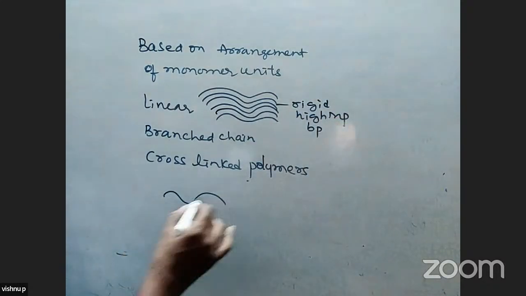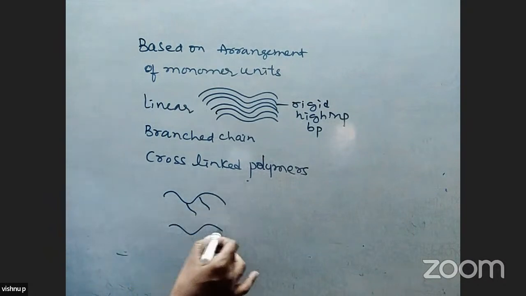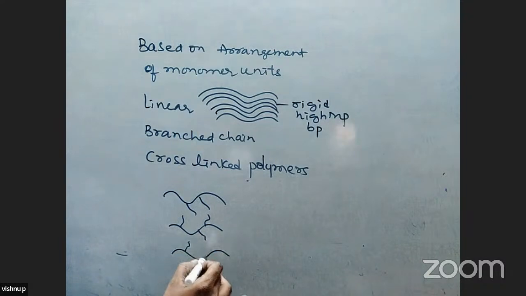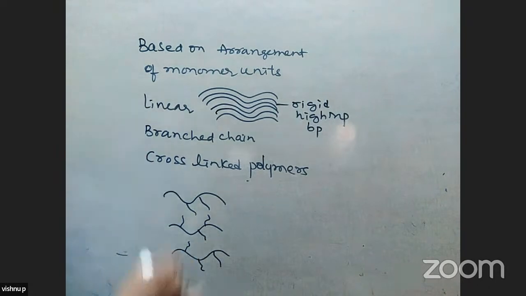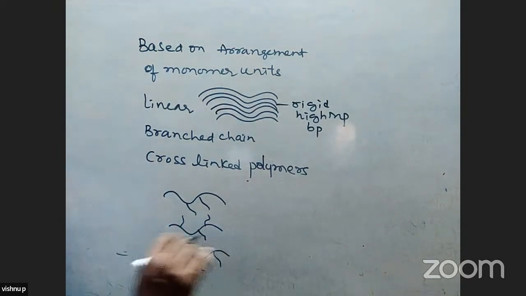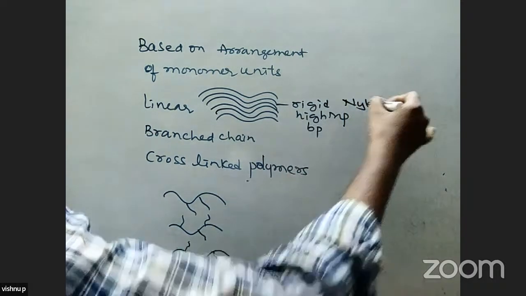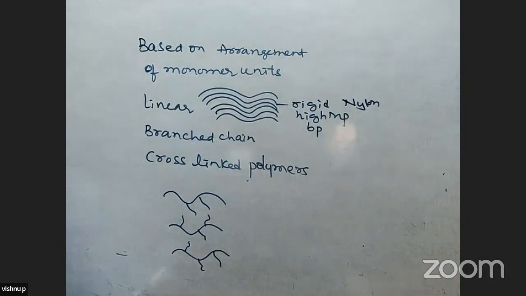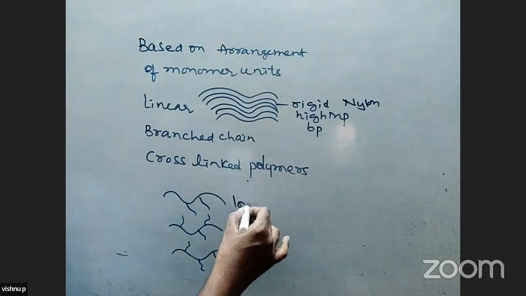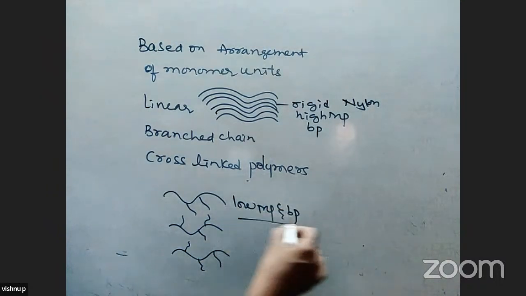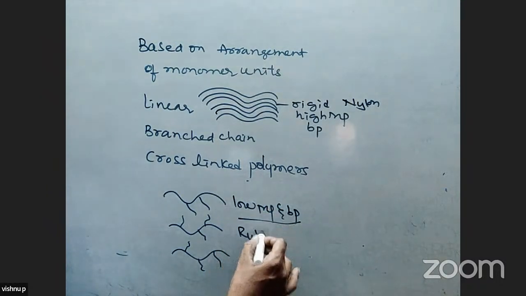Branched chain polymers. In these, branches are present in the monomer units. These are called branched chain polymers. Okay. This is not a proper arrangement. It is an irregular arrangement. What is an example here? Nylon is an example. Because of this irregular arrangement, they have low melting points and boiling points. Example, natural rubber is an example of a branched chain polymer.